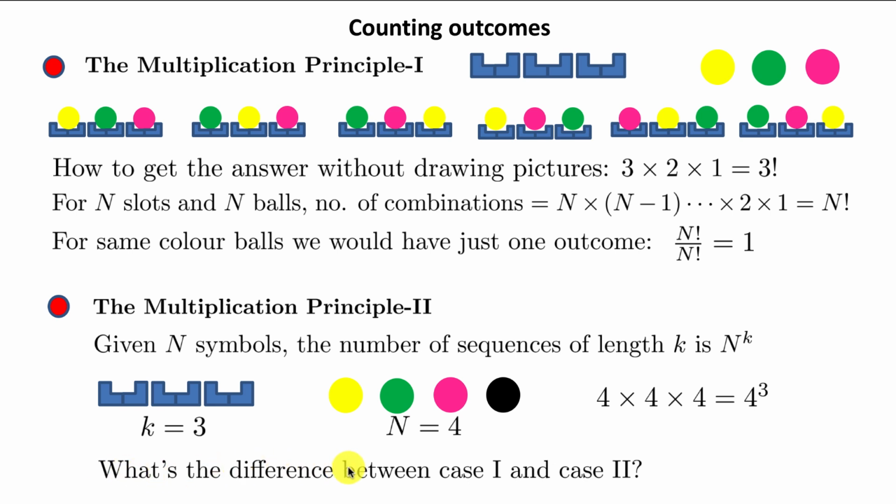What's the difference between the first principle and the second principle? In the first case, the number of symbols was equal to the length of the sequence. So we had 3 and 3. In the second case, there is no limit to the number of symbols. We only are told that they are of n different kinds.